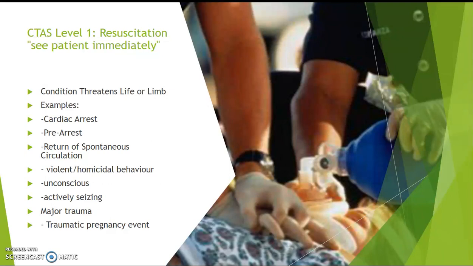And somebody who's having a traumatic pregnancy event occur. So this is somebody who is too early to be delivering. They're going to have a preterm baby. Or they're on time, but we're seeing something like a prolapsed umbilical cord or an unusual presentation of the baby. So we know that they're going to need surgery for mom, if not mom and baby.